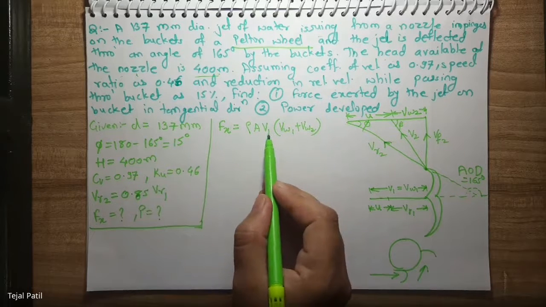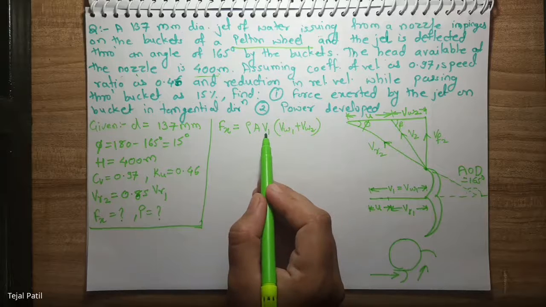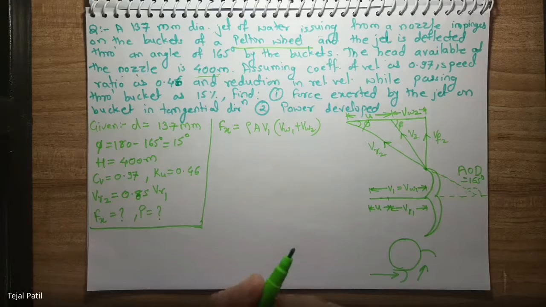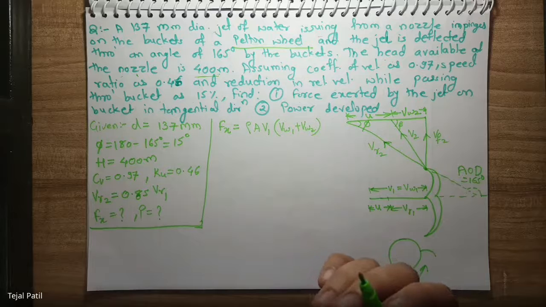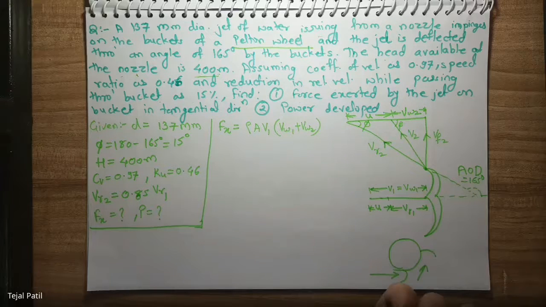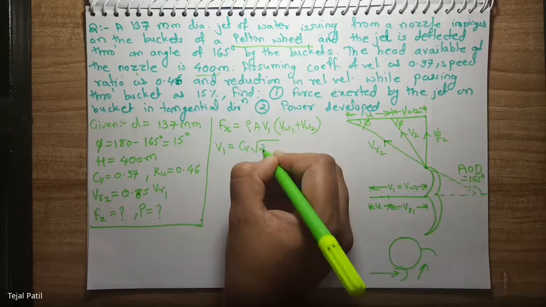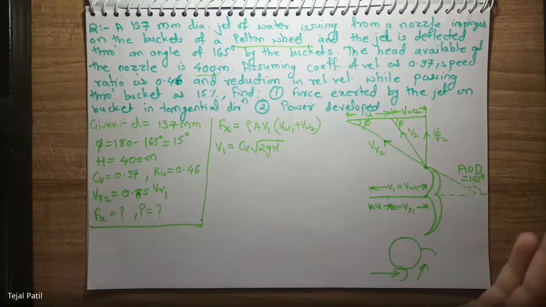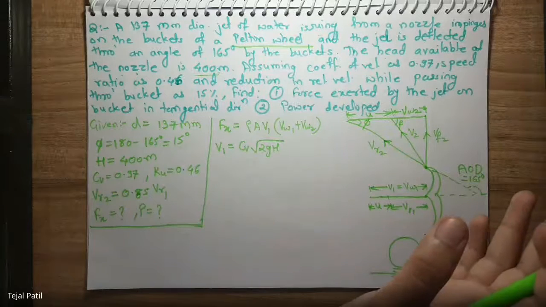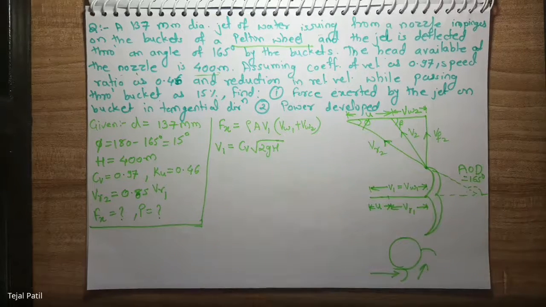V1 is not known to you, so you need to find it, and once you find V1, you can find VW1 and VW2 also. So the task is to find V1. Now how to find V1 over here? Simple. V1 is equal to Cv times the square root of 2gH. Whenever you need to find V1 in this unit, first write this formula. Even if something is not known to you, still write the formula so that you first find what is known and what is not known. If nothing is known from this, you have to go by some other method, like which we did in the last numerical.